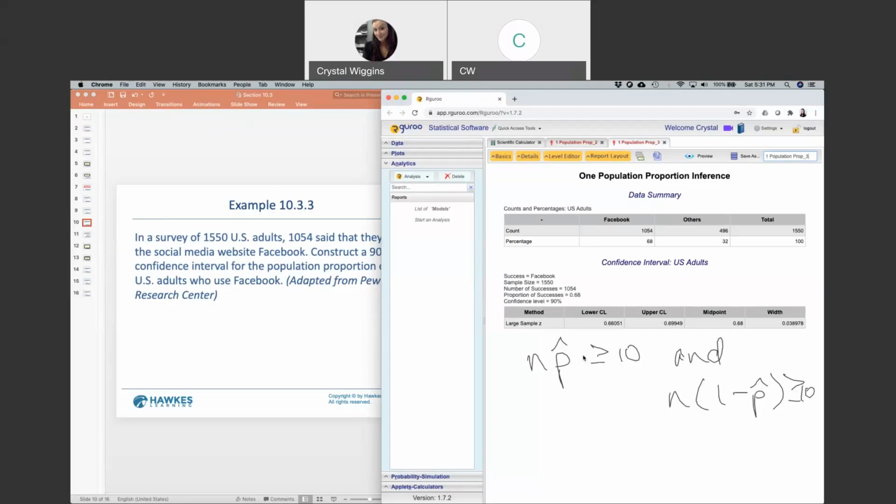So our sample size is 1550, and our proportion is 0.68. Okay, so I'm getting it from the fact that they said the percentage of users that use Facebook is 68, which means that p hat is equal to 0.68. So if we take 68% of 1550, I'm going to tell you right now that is definitely way bigger than 10 if you put that in your calculator, and so is the complement of that.